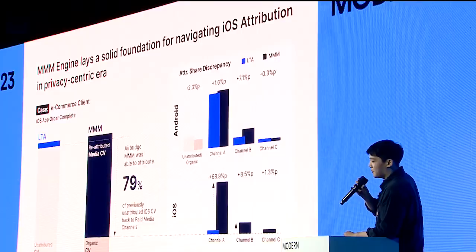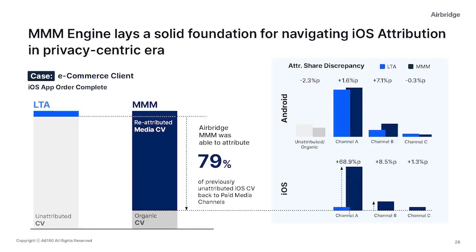Now, when we compare the results of LTA and MMM for Android order complete independently, we can see that in situations where the market funnel is straightforward and signal loss is minimal, MMM results mirrored a response that was consistent with the client's LTA results. Now, while last touch is not always the answer, this parallel lends some credibility to the MMM's iOS attribution reallocations under the assumption that consumers across platforms exhibit similar responsiveness.